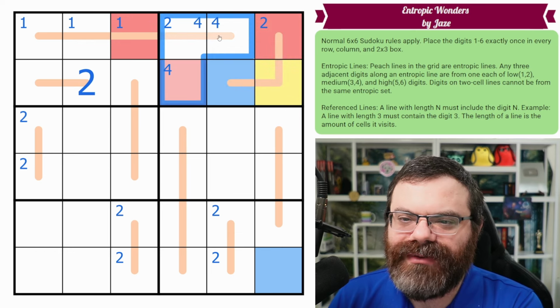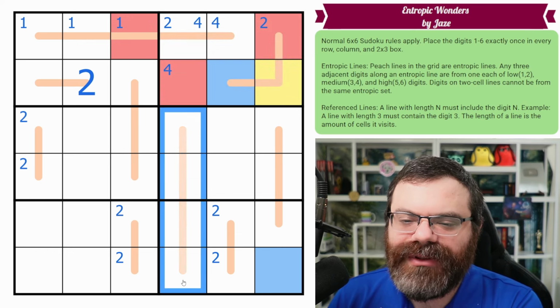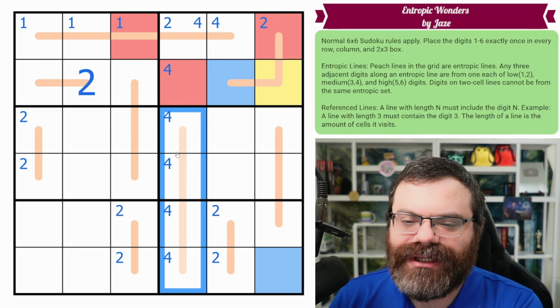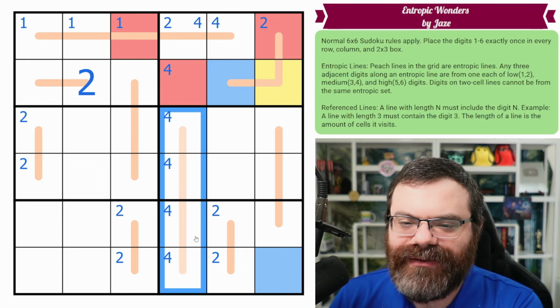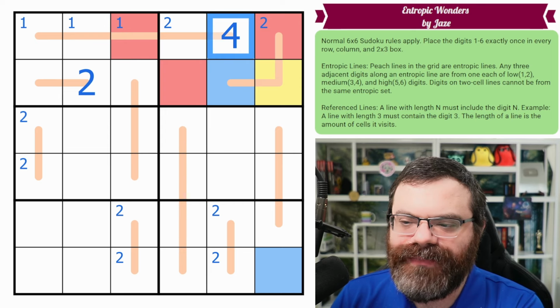So let me mark that real quick. There's a 4 in one of these 3 cells. But there's also a 4 somewhere in these 4 because of the reference line. So if it's down here, it's not up here. So these actually point and say no 4 here. So this ends up 4.